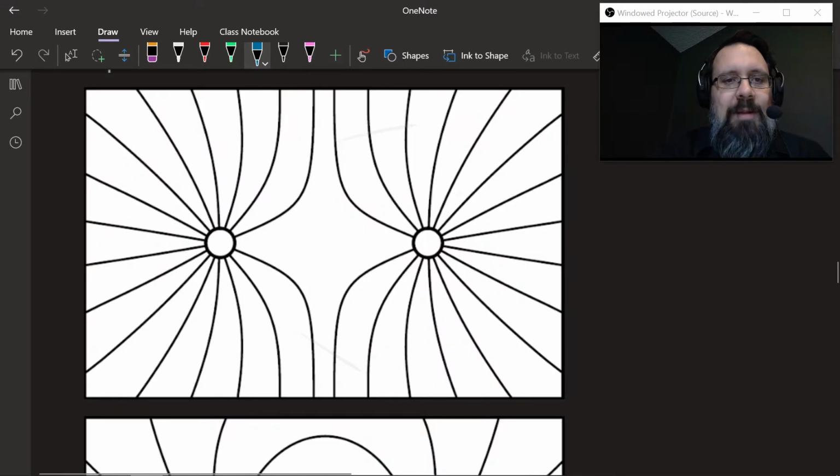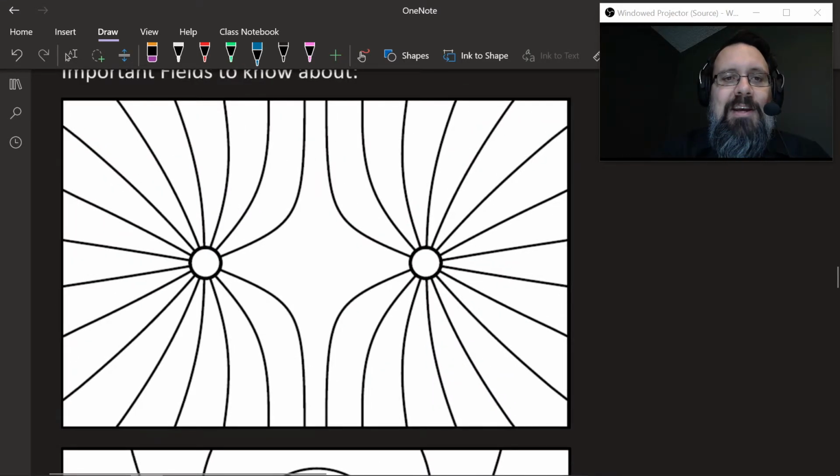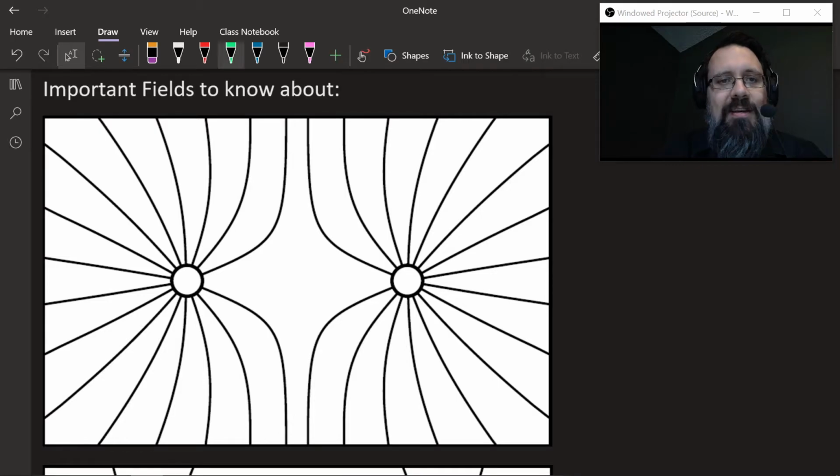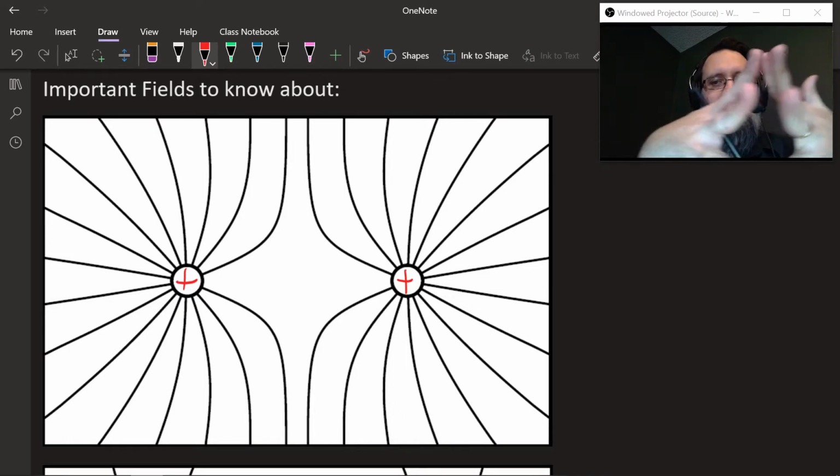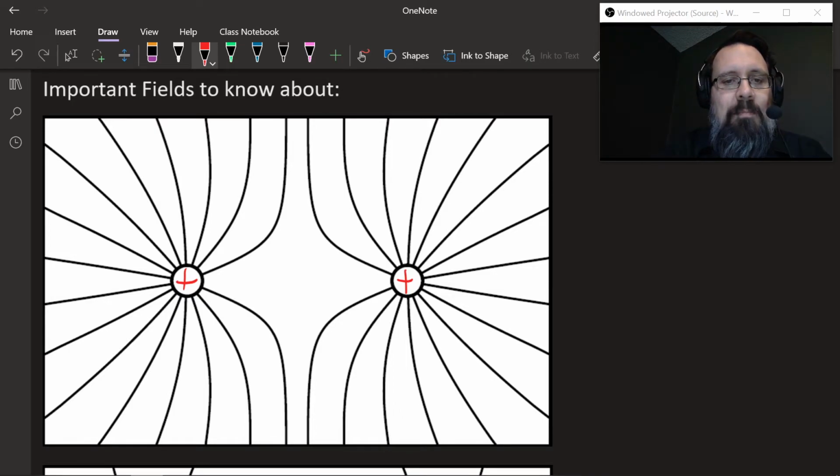There are three important fields that you should know about as we move forward into other areas of electricity. The first field is the field around two equally charged objects. So let's call this guy a positive and this guy a positive. Now the field from one and the field from the other will superimpose on top of each other, and they'll end up creating a blank space in the center where there is no field. So the field here at the center is 0.